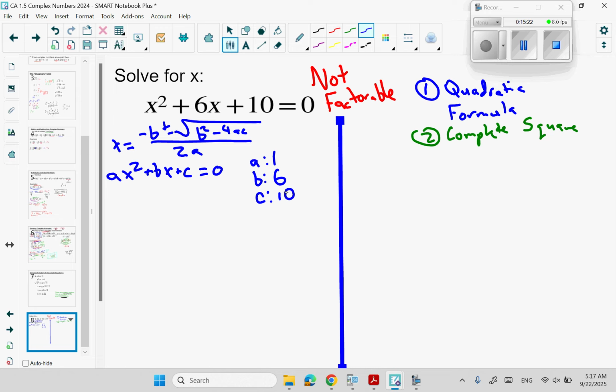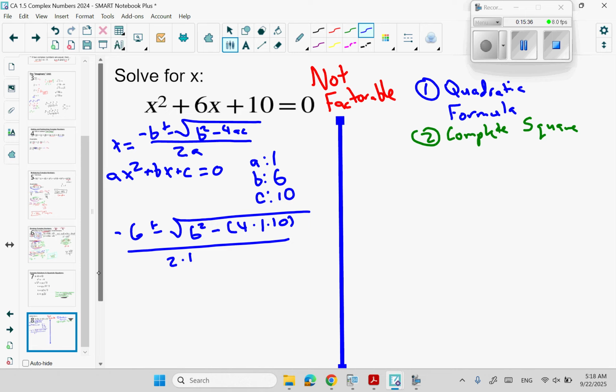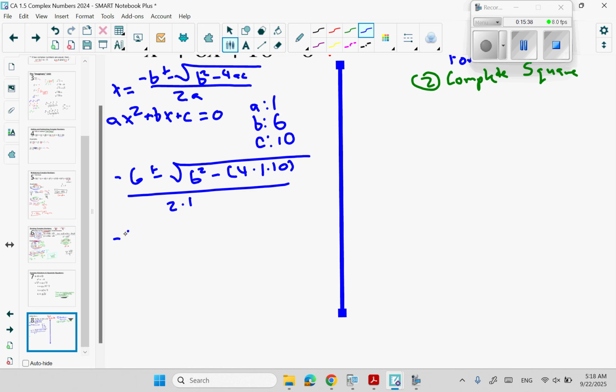So let's plug all those in. We get negative 6 plus or minus the square root of 6 squared minus 4 times 1 times 10 all over 2 times 1. Negative 6 stays. 6 squared would be 36. 4 times 1 times 10 is 40, so I get 36 minus 40 inside. 2 times 1 is 2.